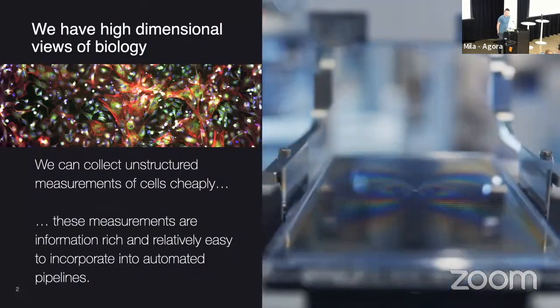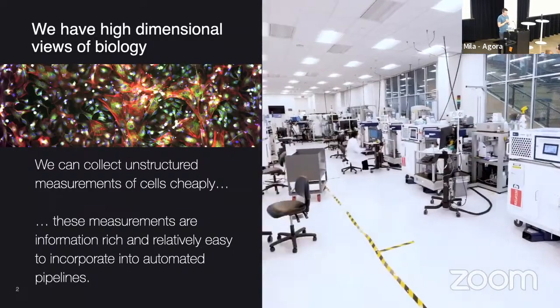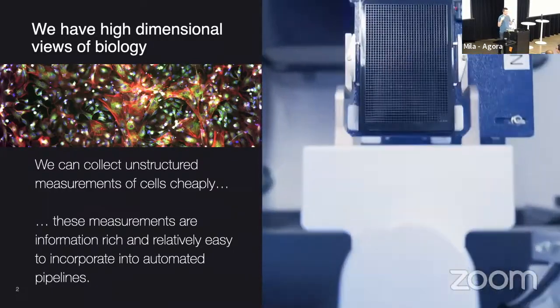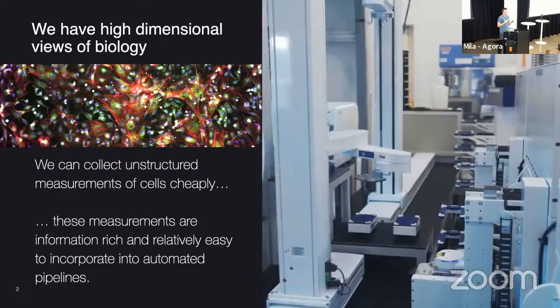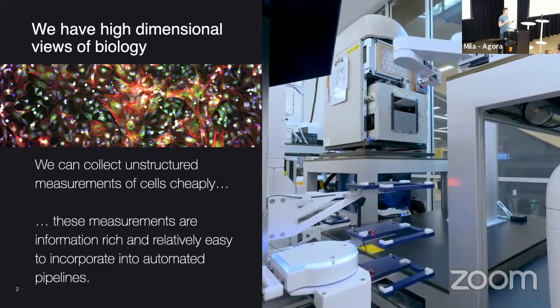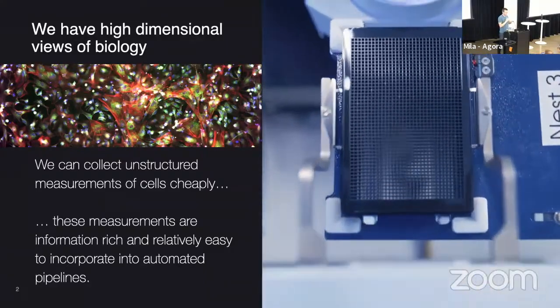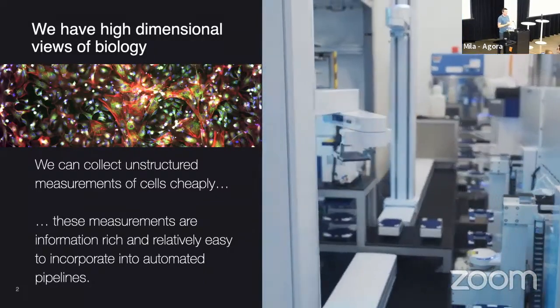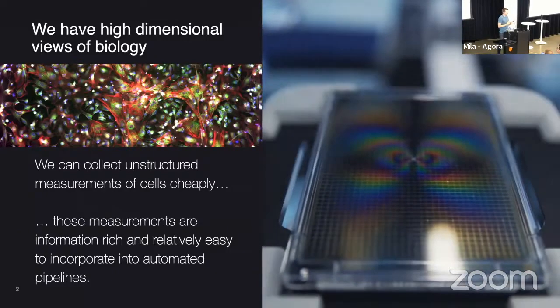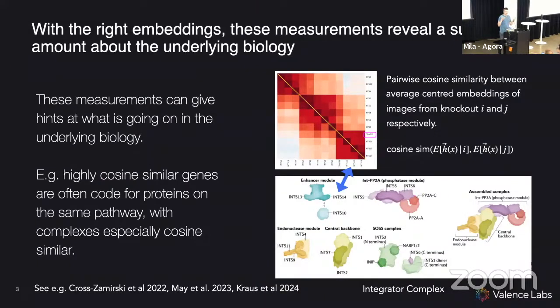And the main motivation for this is we can collect these unstructured measurements of cells very cheaply, right? And these measurements tend to be really information rich, and they're relatively easy to incorporate into these highly automated pipelines. So I've spent the last year at Recursion, or at Valence, which is connected to Recursion, where they have these sort of amazing robotic labs for imaging cells at scale. And so you can really collect a lot of data. But the data you get out is this sort of unstructured image data, which presents challenges, and that's what we're going to be talking about today.